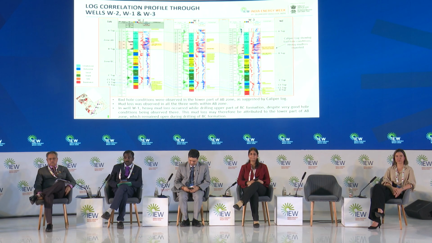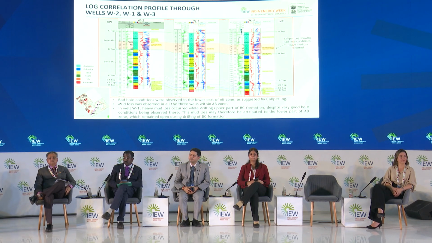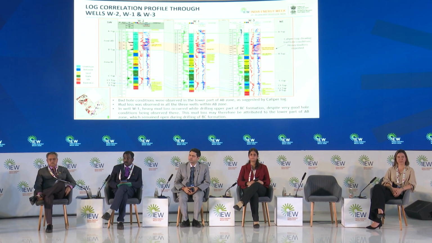So we are focused on the AB zone between the A top and the B top. This is mainly dominated by limestone lithology, and in the drilled wells, we have encountered heavy mud losses in this zone. In W3, if you observe, the caliper log also shows bad hole conditions, and we have encountered very heavy mud loss in the lower part of this AB zone.